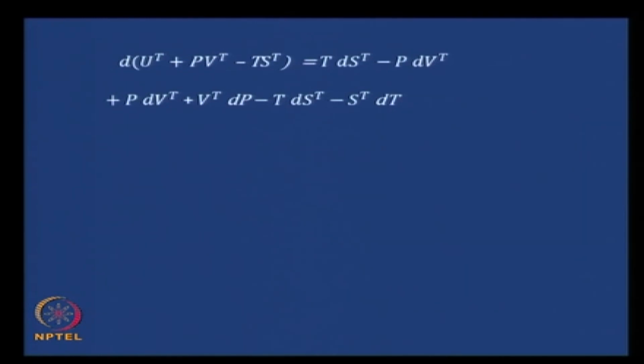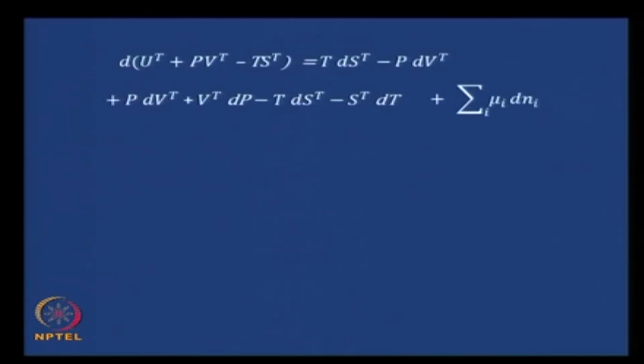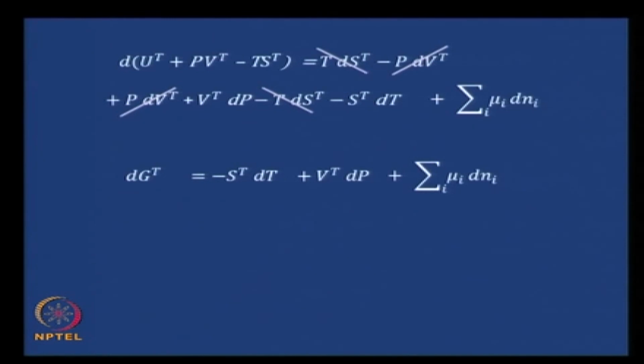Let us do that. Therefore d of Ut plus P Vt minus T St equals T dSt minus P dVt, which we already had. Now if we expand the term that we added by chain rule, we have P dVt plus Vt dP minus T dSt minus St dT, plus whatever remained there, which is summation of mu I dni. We can cancel T dSt and minus T dSt. We can also cancel plus P dVt and minus P dVt, and therefore dGt equals minus St dT plus Vt dP plus summation of mu I dni.